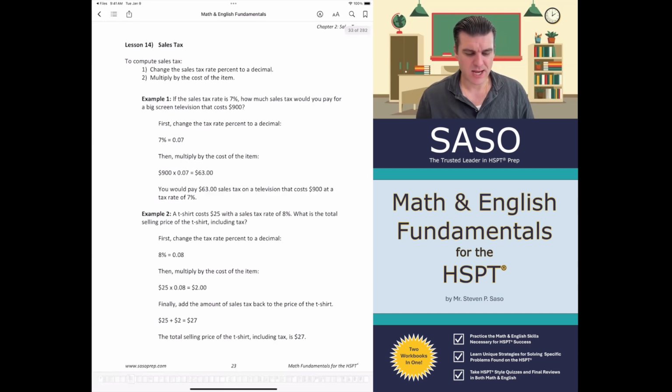So to compute sales tax: 1, change the sales tax rate percent to a decimal, and 2, multiply by the cost of the item. That's it, pretty simple. Let's look at example 1 here.